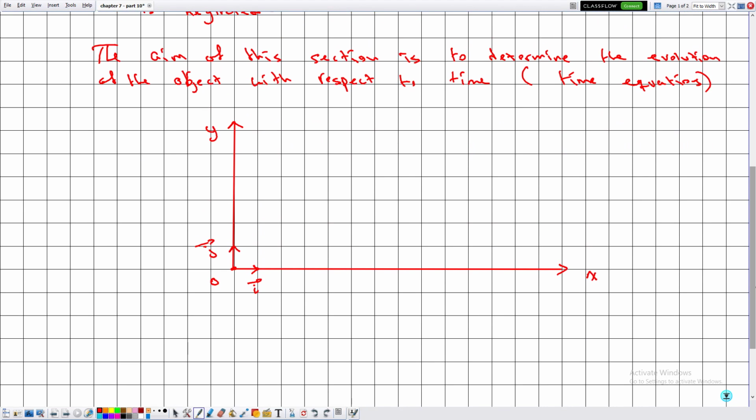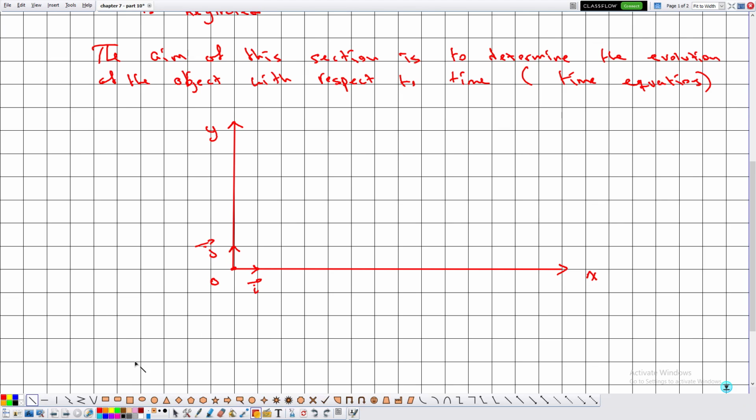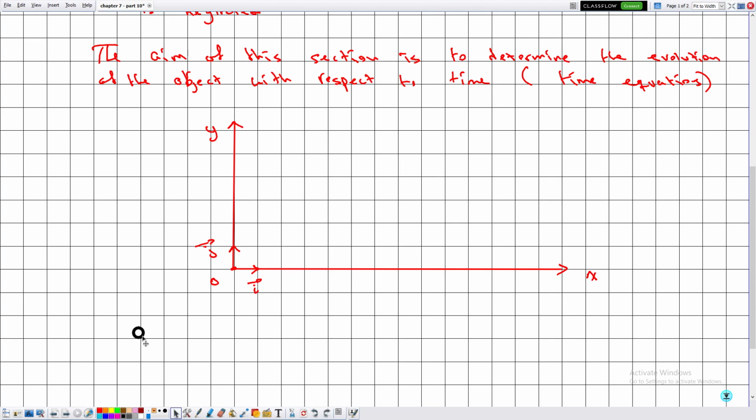And now let's suppose that we have a certain object. Suppose here we have a ball initially at the origin O, and it's being launched with initial velocity v0.